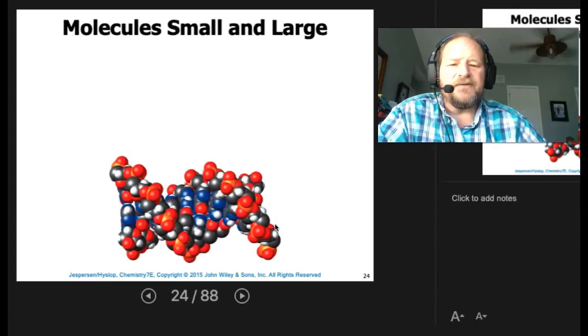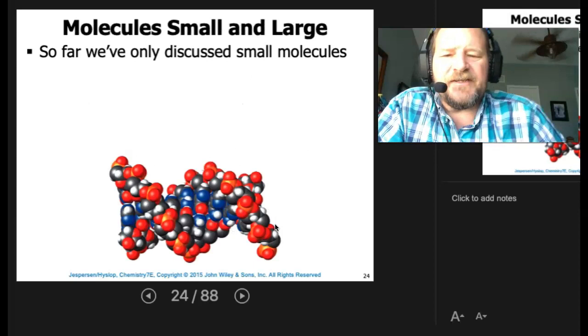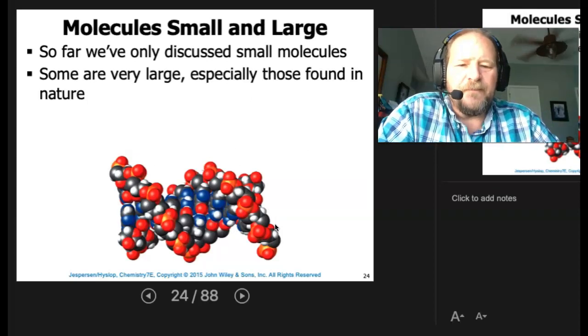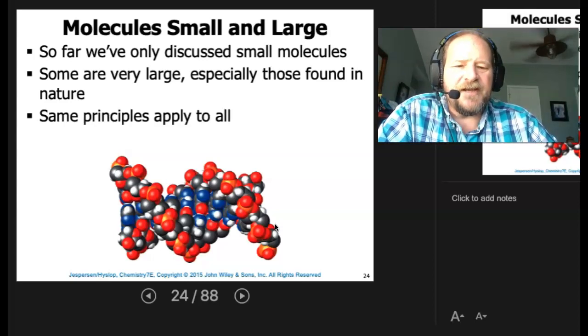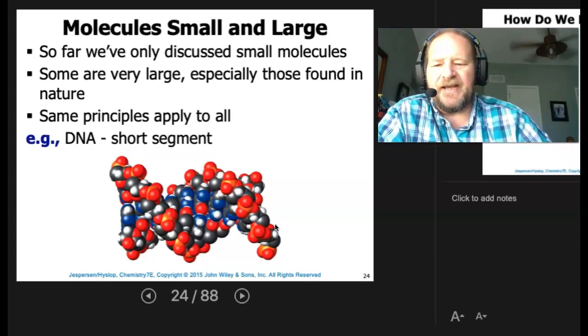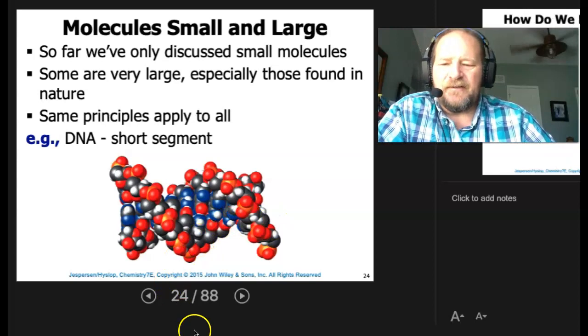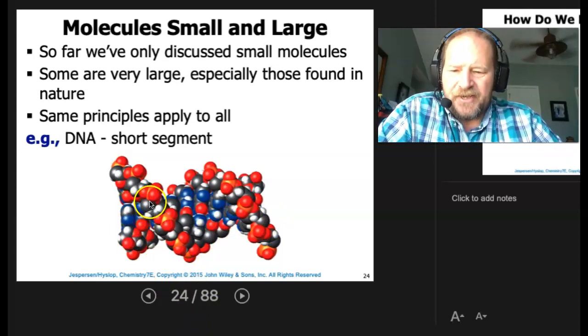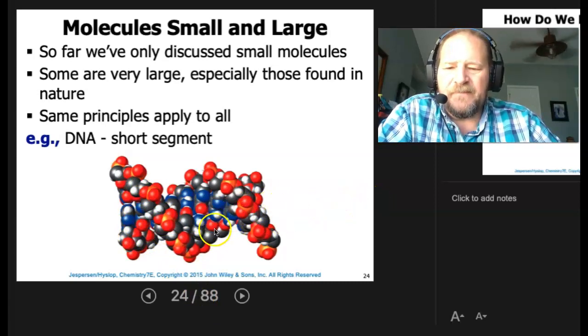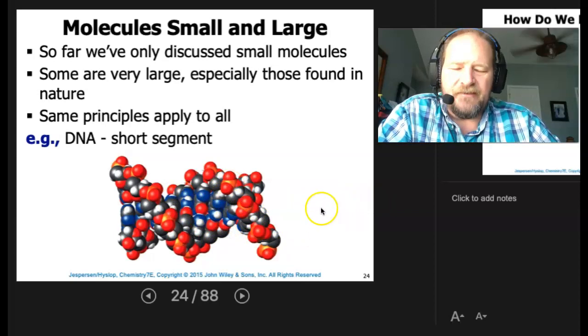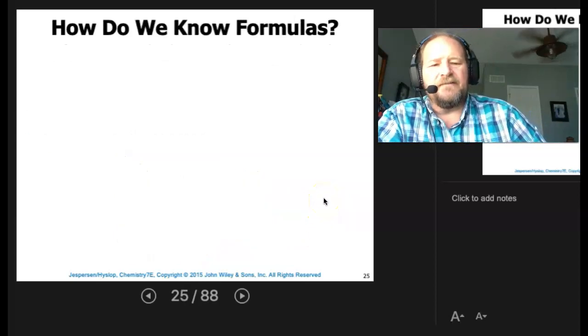All right, so molecules small and large. So far we've discussed only the small molecules, but some are very large, especially those found in nature. All right, same principles will apply, for instance, DNA short segments. So here we show you the DNA, and you can see the space-filling molecule, and this is just a short segment of it. Now, obviously, it keeps going further and further, but you can see the helix going around, right?